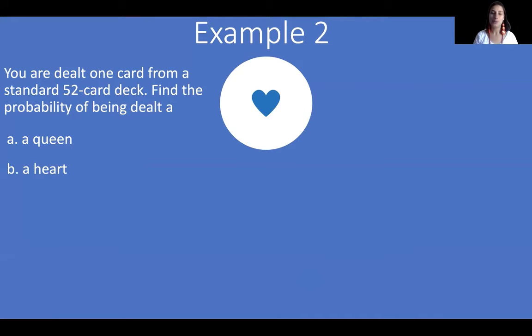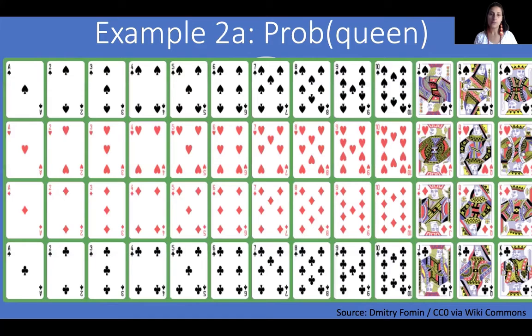Example 2. Again, I'm going to read it, and you're going to pause and try the example. You're dealt 1 card from a standard 52 card deck. Find the probability of being dealt A, a queen, B, a heart. So first, let's familiarize ourselves with the cards. We have a standard deck of cards, there's 52 here. You have 4 suits, that's spades, hearts, diamonds, and clubs. You have your number cards, and you have your face cards, jack, queen, and king.